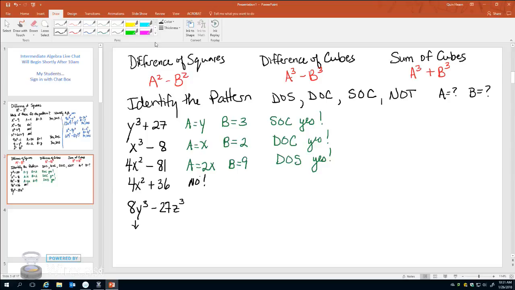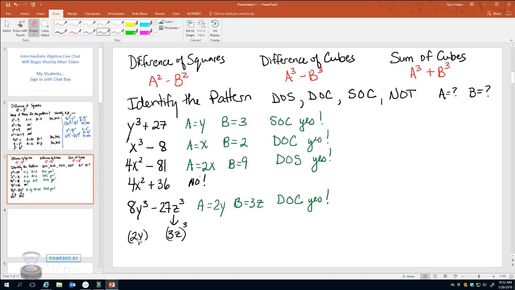So for example here, is 8 a perfect cube? Yes. 2 to the third power is 8, and y cubed is a perfect cube. So we could think of this first term as (2y) cubed. How about the second term? Well, 27 is 3 cubed, so we could think of this second term as (3z) cubed. So the answer is yes, it does fit the pattern. If we think of a as being 2y and we think of b as being 3z, it's going to be a difference of cubes, yes.